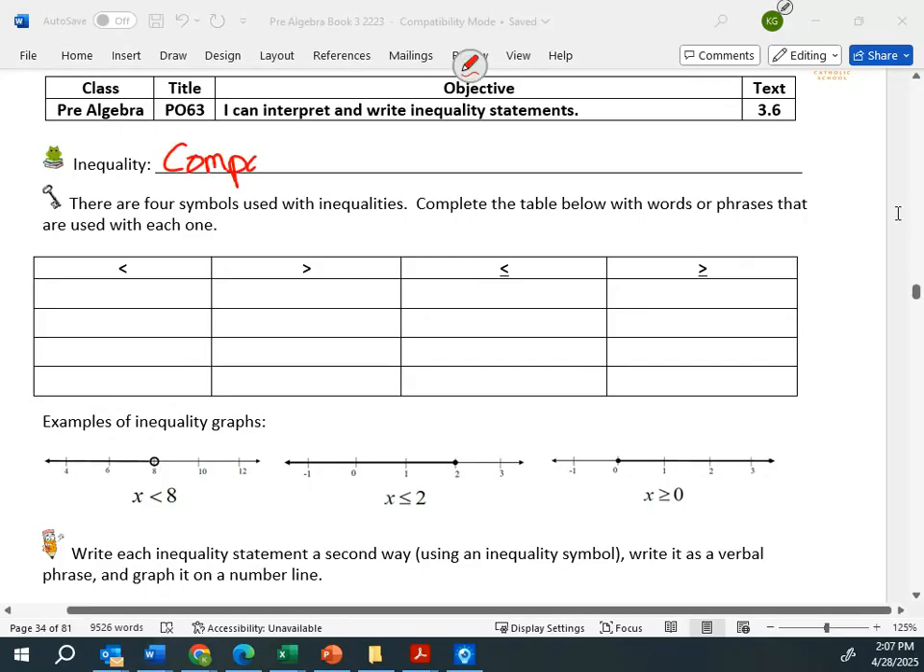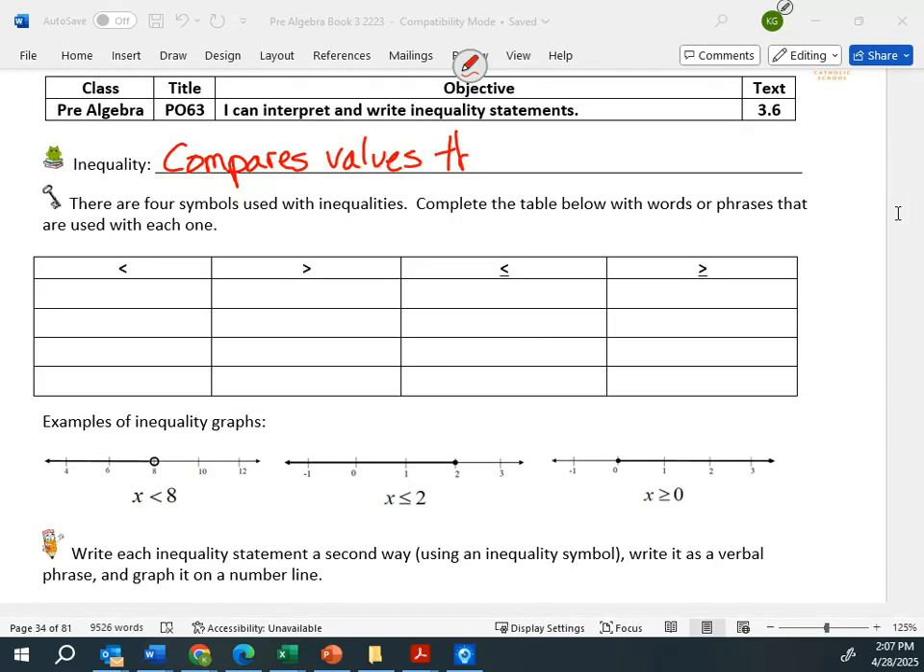It compares values that are not necessarily equal. So they might be, but they might not be. So we don't have that balancing both sides of our equal sign. They might be equal or they might not be equal.